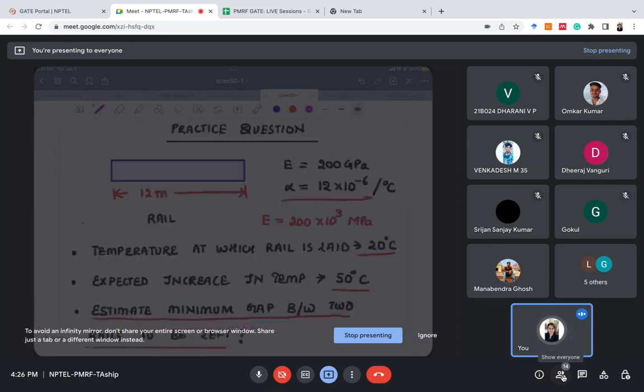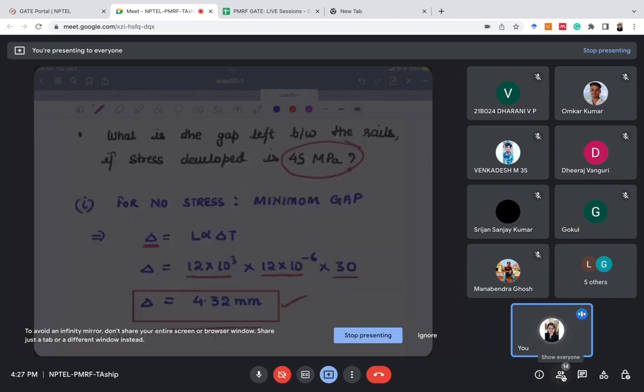So there are two rails which are laid during the winter season. Now the season is changed to summer season and the temperature is increased by 50 degrees Celsius. The first part was to estimate the minimum gap to be left between the two rails. I hope the first part is clear to you. That gap is equal to the increase in the length due to temperature. So if we keep this much gap, then there will be no stress.